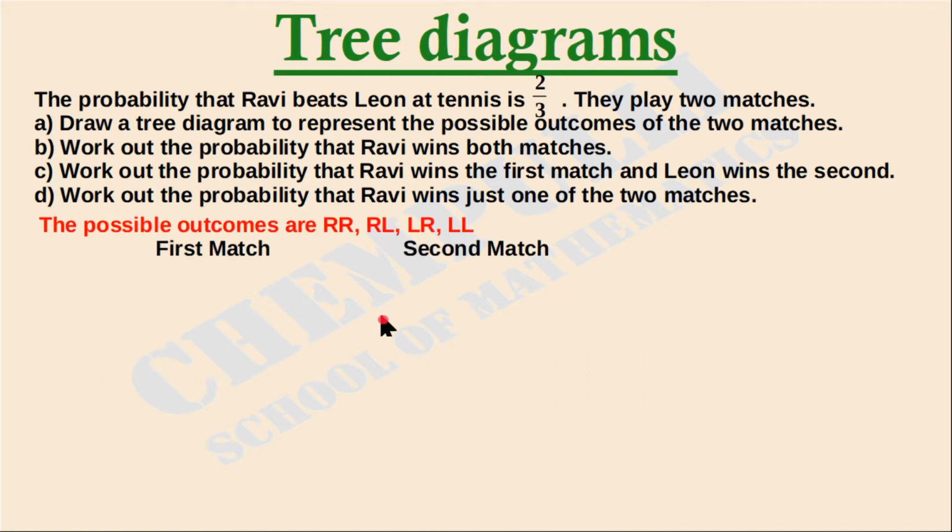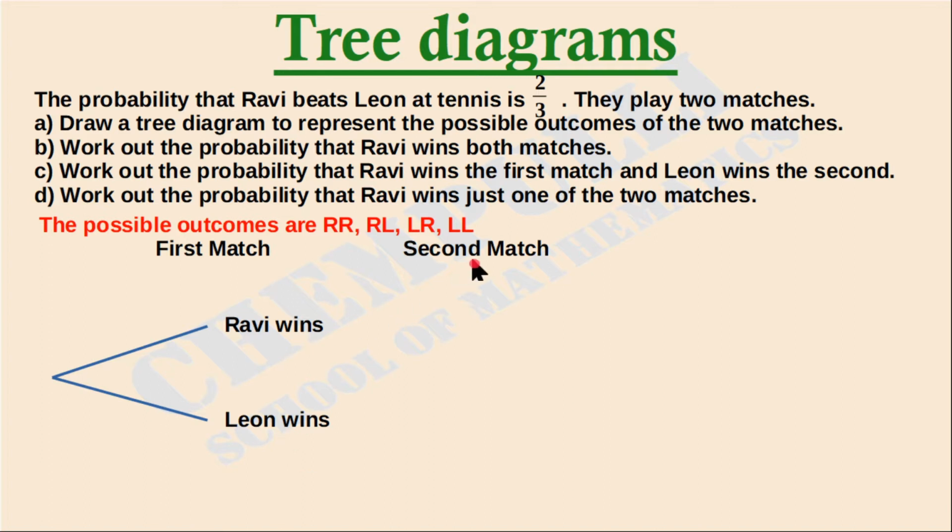In the first match case, there are 2 possibilities. That means Ravi wins, or what is the other possibility? Leon wins. Then we can take 2 branches. First branch Ravi wins, the second branch Leon wins. Okay, then this is the second match case. Now this part is completed.